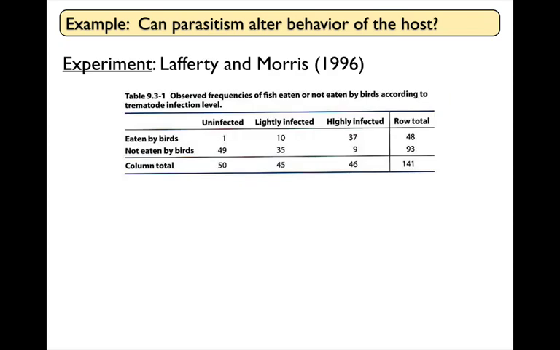So here's the experiment that was done. You have 2 categories: was the fish eaten, or was the fish not eaten? And then was the fish uninfected, lightly infected, or highly infected? So level of infection is one categorical variable, and whether or not it was eaten is the other. And you want to ask the question, are they dependent on each other? So these are the counts. This is a frequency table. They give you the counts. Here's the total number of fish that they actually ended up using in their experiment.